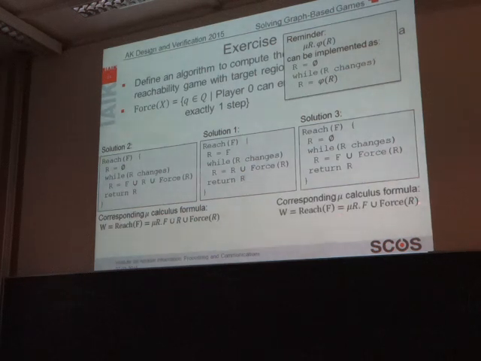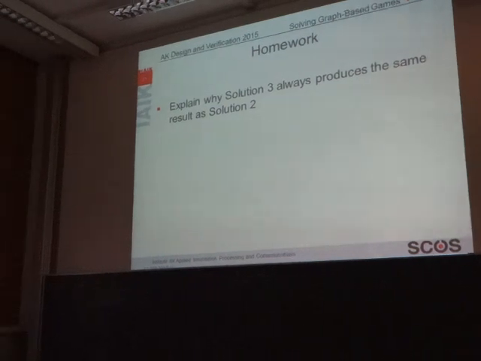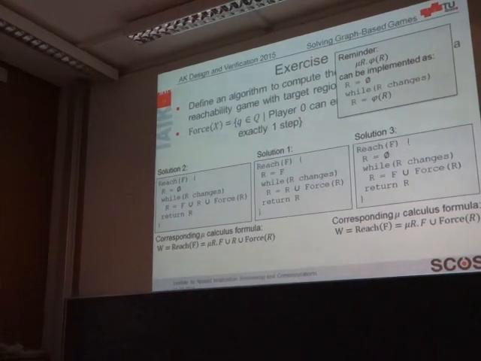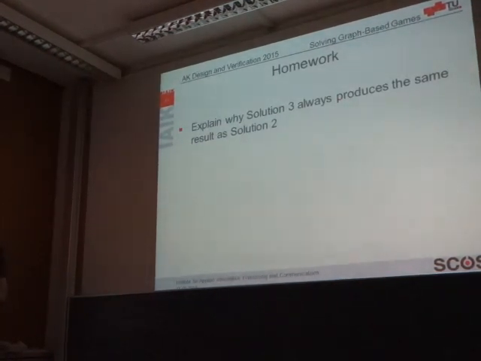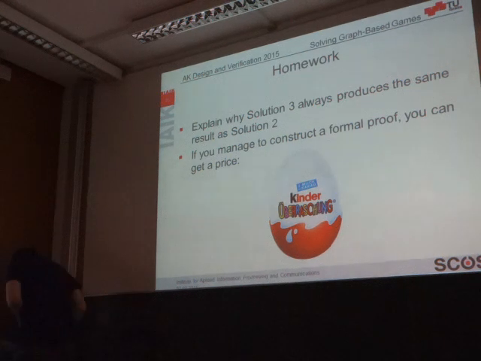We can write this also as a mu calculus formula in quite some compact way. But now I do not want to discuss why these two algorithms always produce the same result. Instead, I leave this as a homework for you. Try to find an explanation why this algorithm 3 and algorithm 2 always produce exactly the same result, and try to explain this somehow in your own words. As kind of a bonus task, you can also try to come up with a formal proof that these two algorithms are equivalent, and whoever manages to do such a formal proof will get one of these Easter eggs next week as an additional motivation.